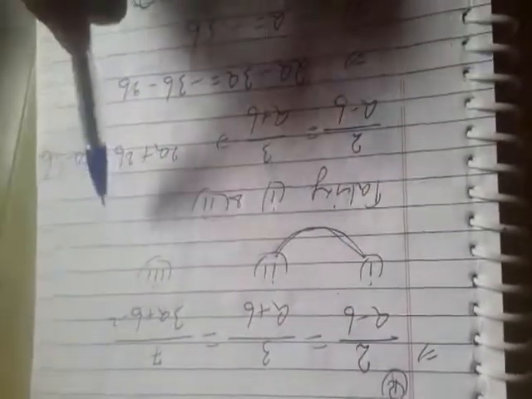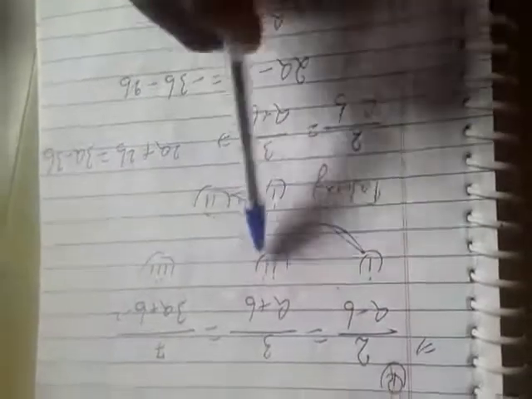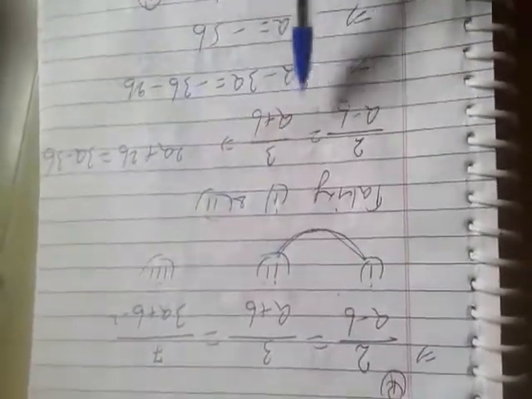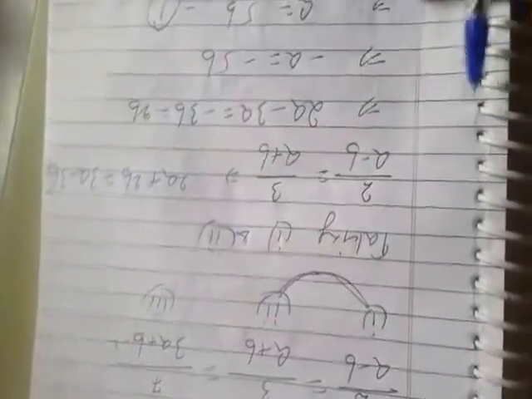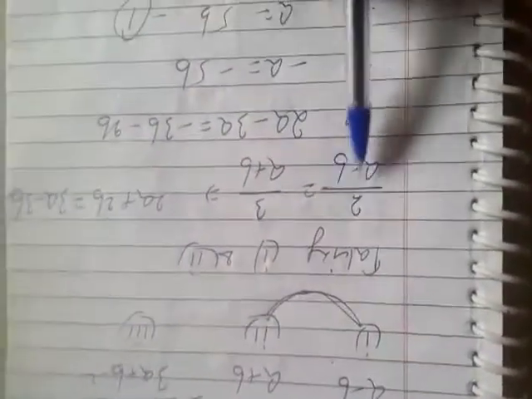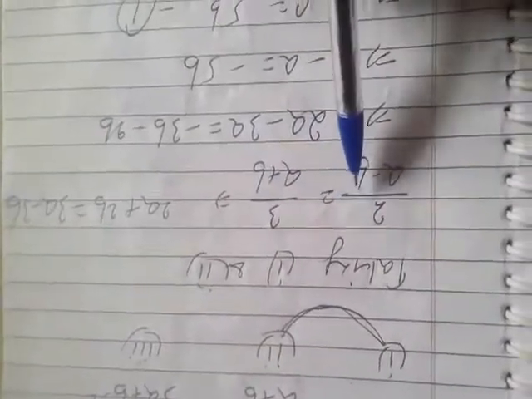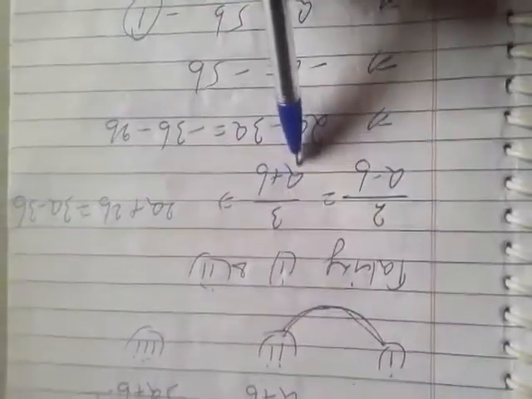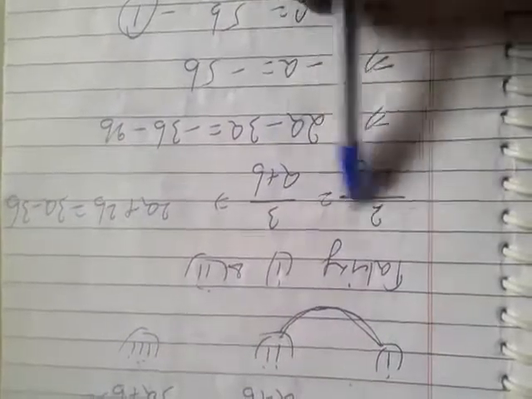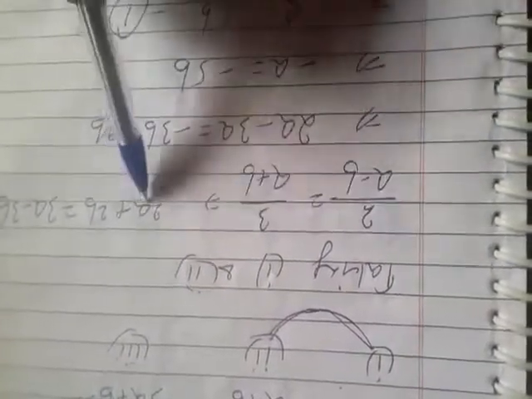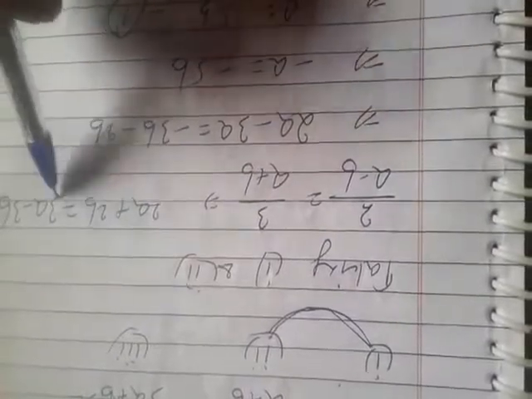By taking these two conditions together, we will express the relation between a and b first. It will be our first equation: 2 by a minus b is equal to 3 by a plus b. These are the values of a1 by a2 is equal to b1 by b2. By making the cross multiplication, we get 2a plus 2b is equal to 3a minus 3b.